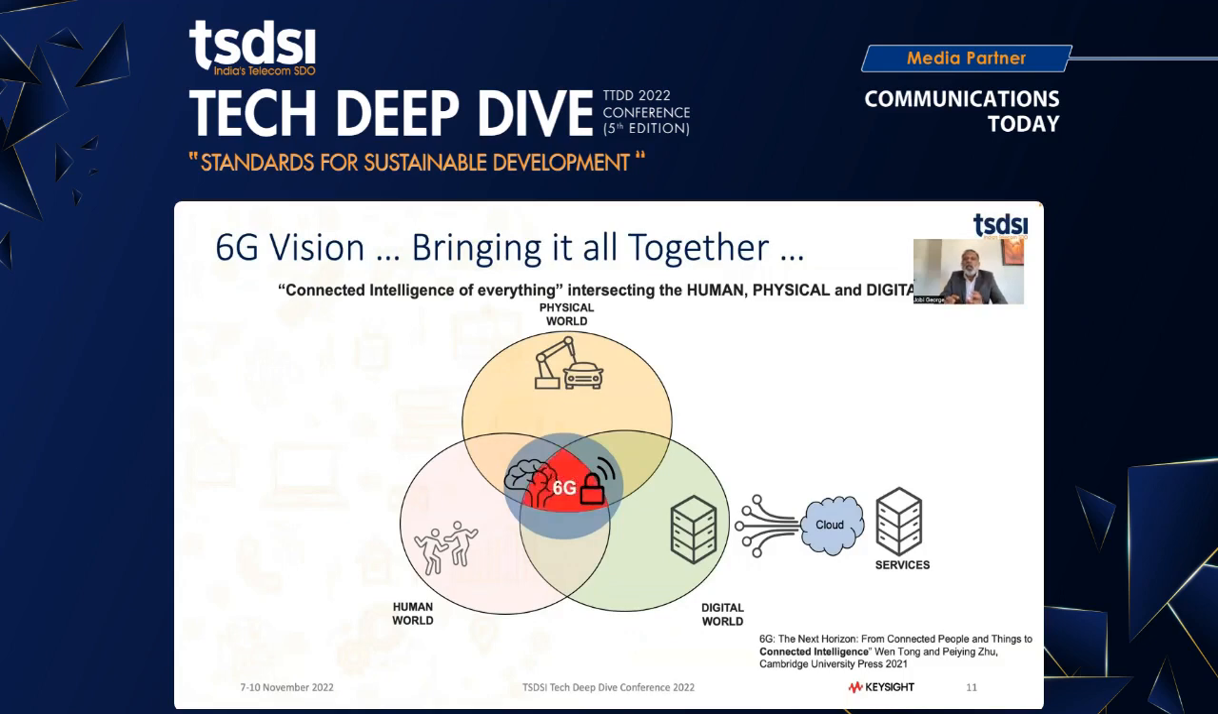Finally, we can use our full picture to develop a definition for 6G as connected intelligence of everything intersecting human, physical, and digital worlds.